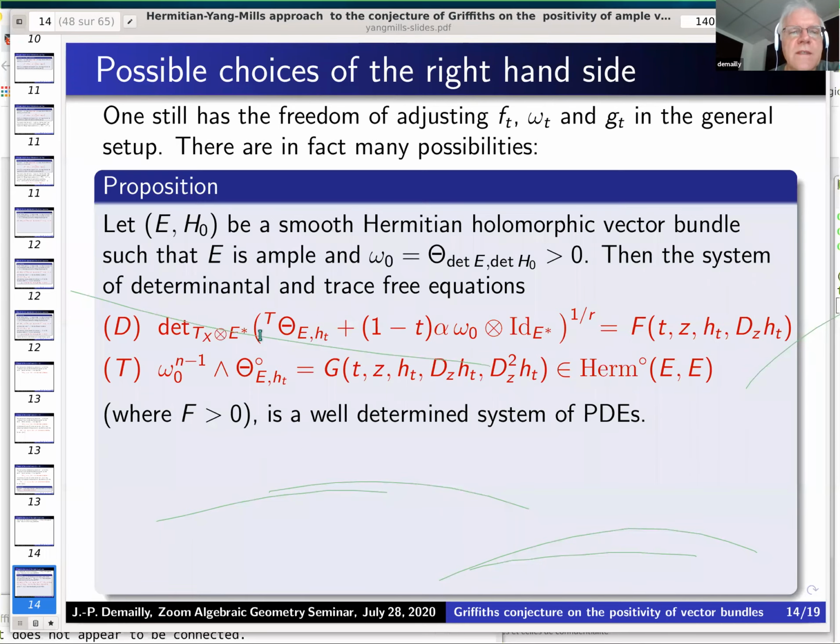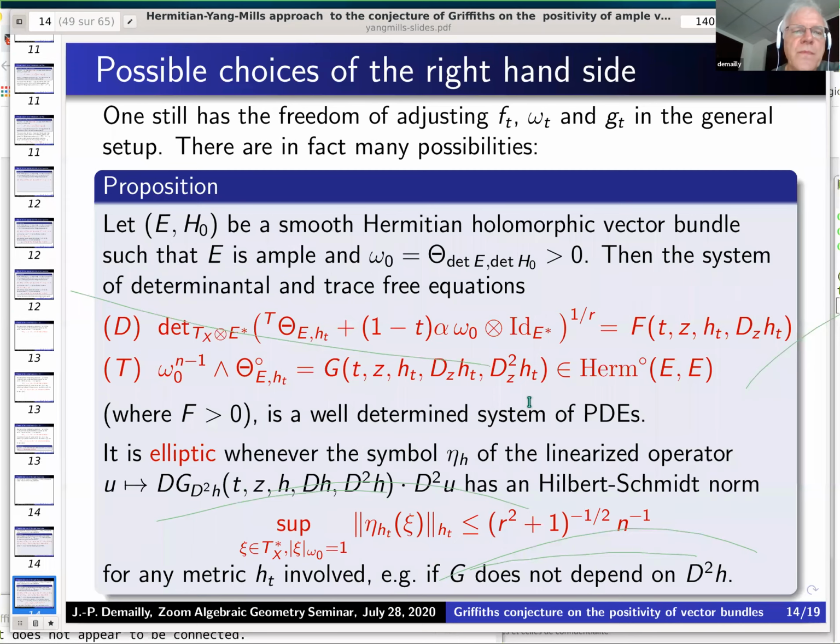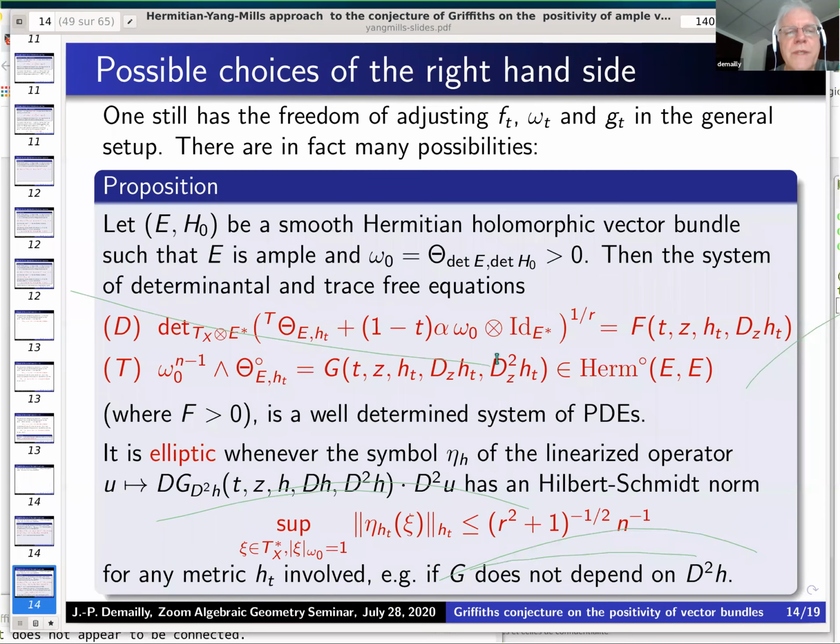Because this is of order 2 in terms of the number of derivatives, it would not be very wise to take higher order derivatives for the right-hand side. So at most second derivatives, and in fact, for this huge determinant equation, I even propose to take at most one derivative. And then it's a well-determined system of PDEs. But you want to know if it's elliptic, because solving elliptic equations is much better behaved. And in fact, you can easily compute that it's always elliptic, at least if you don't have too much dependence on the second derivative.